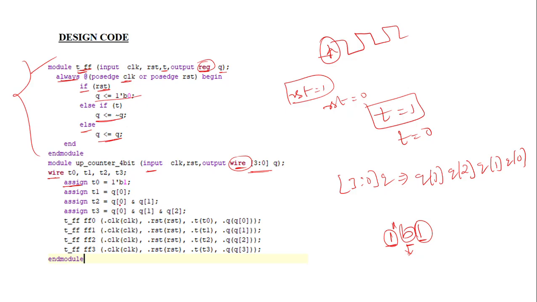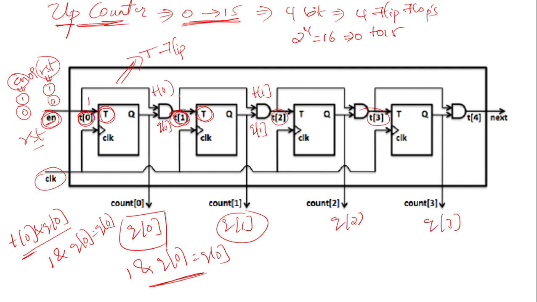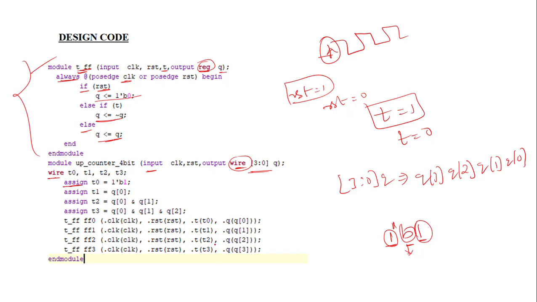So for T of 2, see here, what is the Q of 0? We are going to AND it with Q of 1, and that will be T of 2. So that's why we simply write T of 2. For T of 3, we give all the AND operations to T of 3. Like that we assign T0, T1, T2, T3. These are the inputs for the T flip-flops of the 4 flip-flops of the up counter.